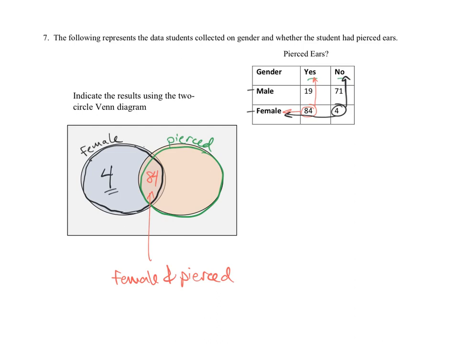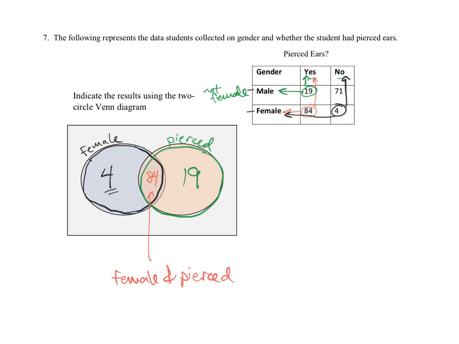Next, we could take care of, let's see, what would this portion represent? I guess that would be people who have their ears pierced but are not female. I guess that'd be male. So that would be 19 people who have their ears pierced but are not female. So I can take that back, not female would be male. And yes, for the ears pierced. So we've taken care of 3 of the 4 numbers here, 19, 84, and 4.